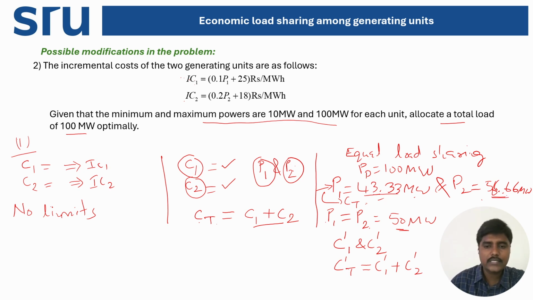and CT dash is the total cost of generation for equal load sharing. Both values will not be the same. So whatever you want to observe, whether it is a saving or loss, that can be determined by comparing CT and CT dash. Once you take the difference of these two cost values, then you come to know whether it is a loss or profit. So that is how in multiple ways the same problem can be modified.